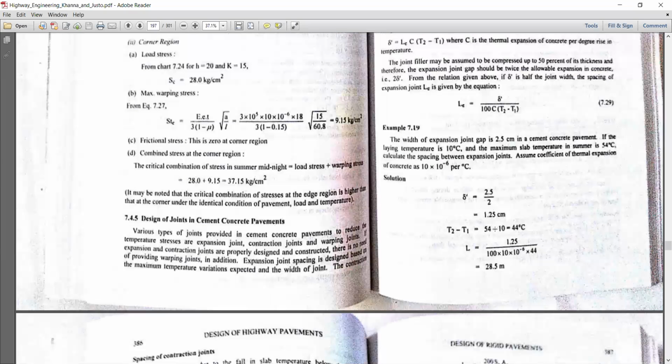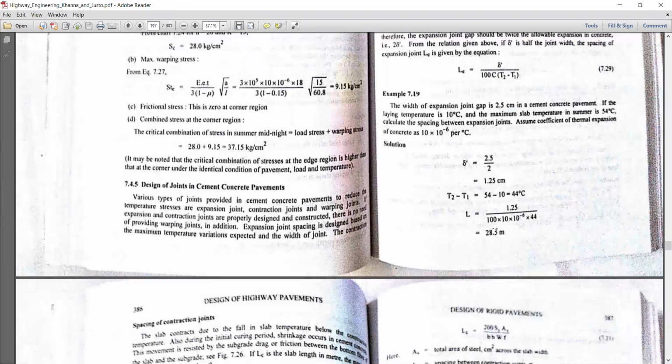Let us take one simple problem here. The width of expansion joint gap is 2.5 centimeter in a cement concrete pavement. If the laying temperature is 10 degrees and the maximum slab temperature in summer is 54 degrees Celsius, calculate the spacing between expansion joints. Assume coefficient of thermal expansion of concrete as 10 into 10 to the power minus 6 per degree Celsius. In this question, the width of expansion is given as 2.5 centimeter, that is delta is 2.5 centimeter.